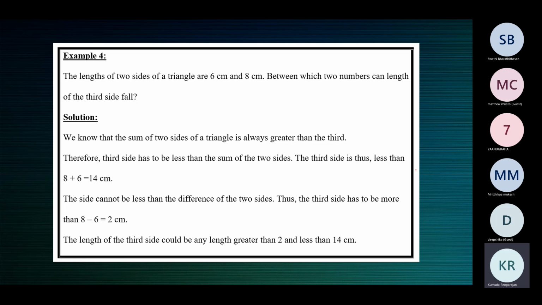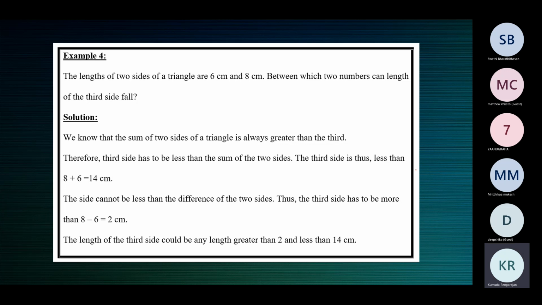The sum of the lengths of the two sides you've taken is 6 plus 8, 14. So the length of the third side should be less than 14. The difference between the two sides you've taken, 8 and 6, is 2. The third side should be greater than 2. That is, the third side should be greater than the difference and less than the sum.